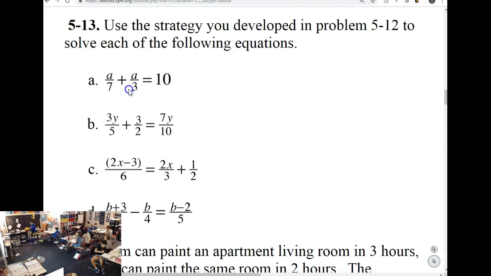So here, what would we multiply everything by to destroy the 7 and 3 at the same time? 21. Here, what could we divide by to destroy the denominators? 10 would work. Here, 18 would work, but 6 is easier. 6 is easier. Down here, oh, that's a tough one because the 3, 4, and the 5. 10 doesn't work. Ah, that's a tough one. I will tell you for sure 120 would work.